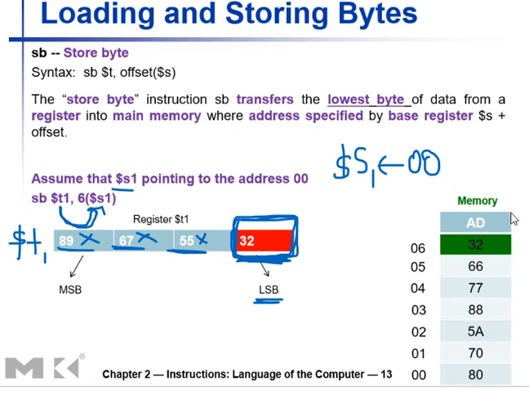Because memory is a big memory, where am I going to store? In this address. How to calculate the address? 6 plus the register S1 content. What is the content of register S1? Register S1 contains 0 as per the question. So 6 plus 0 is equal to 6. So go to the address 6 and store this value in address 6. See, store this value, 32 is in address 6. So this is the idea of store byte.